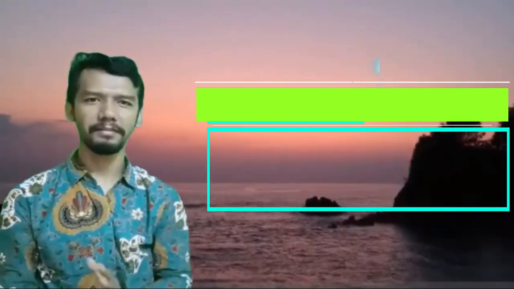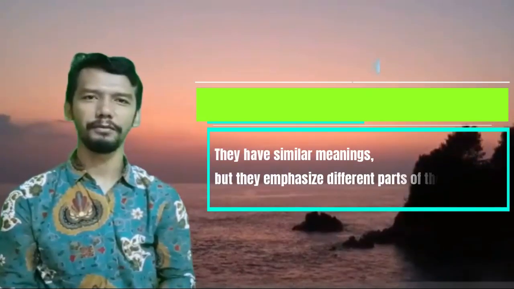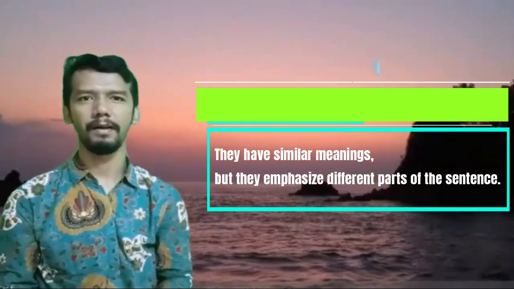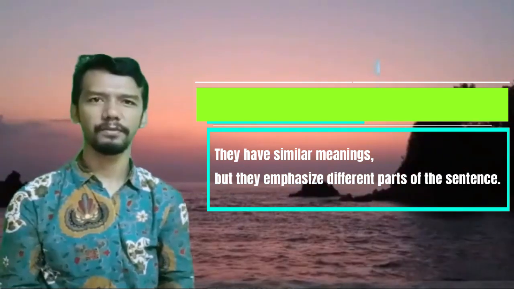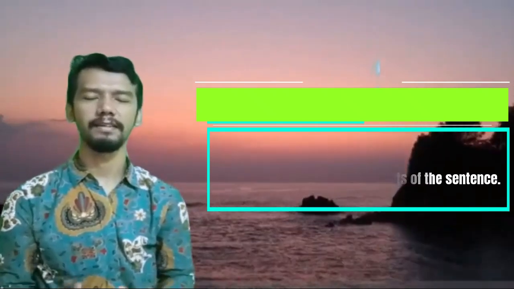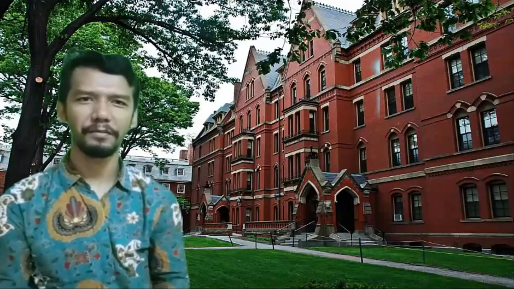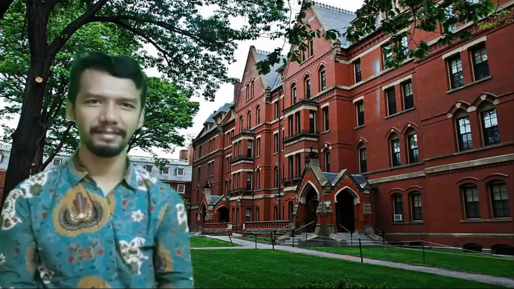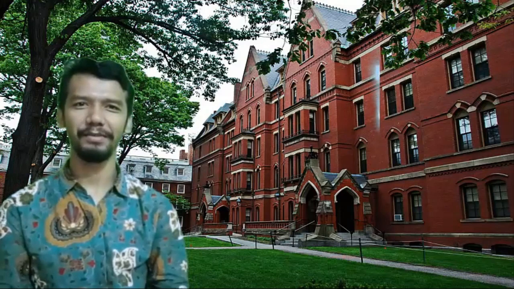Actually, the sentences have similar meaning but emphasize different parts of the sentence. If we change the when to while, and also if we change the position of the sentence, it emphasizes a different part of the sentence. I hope you can understand the topic for today. Talk about past continuous and also the use of when and while.